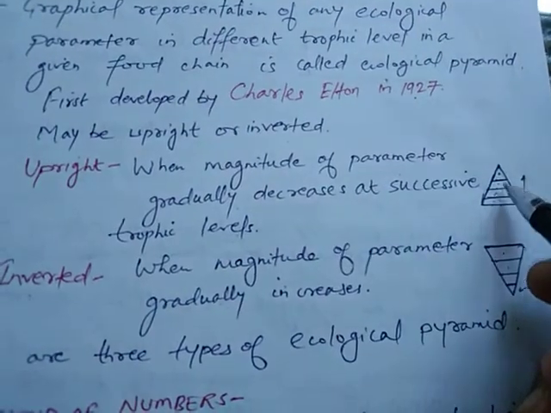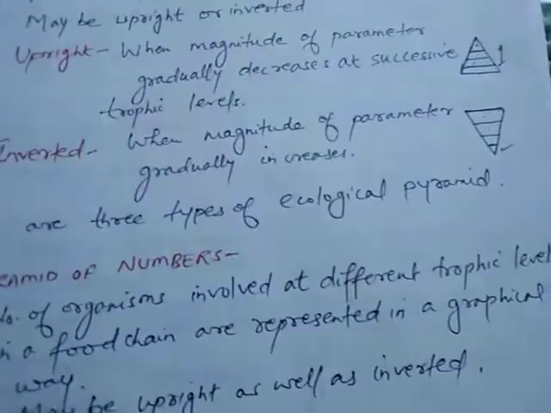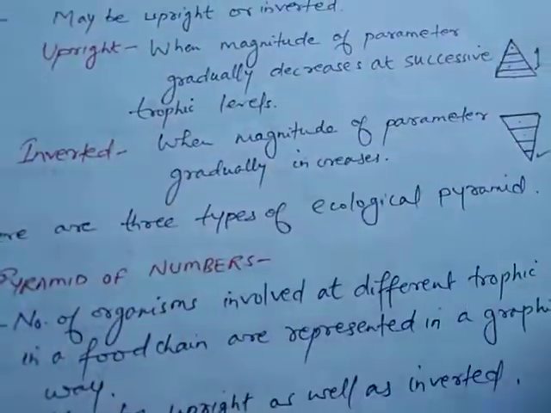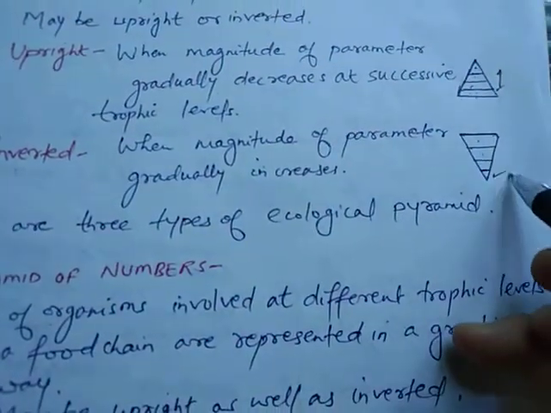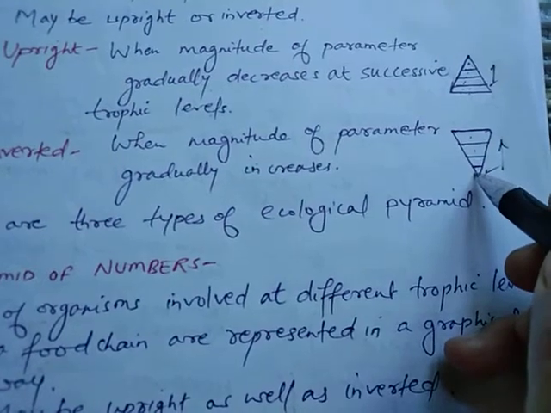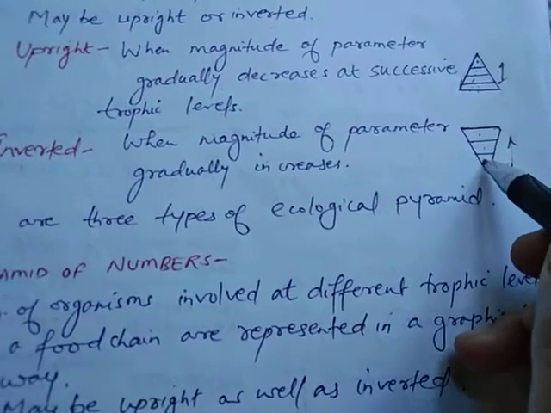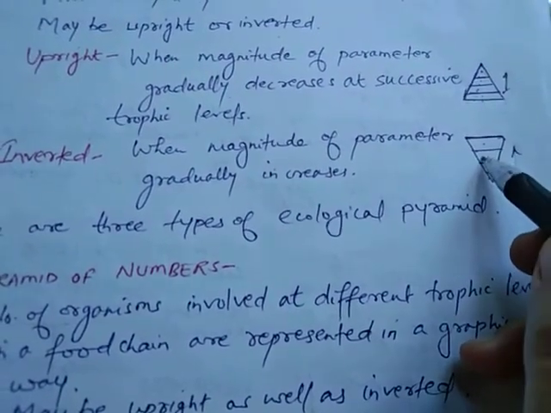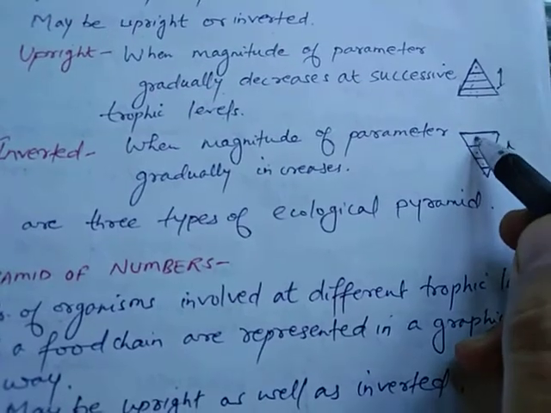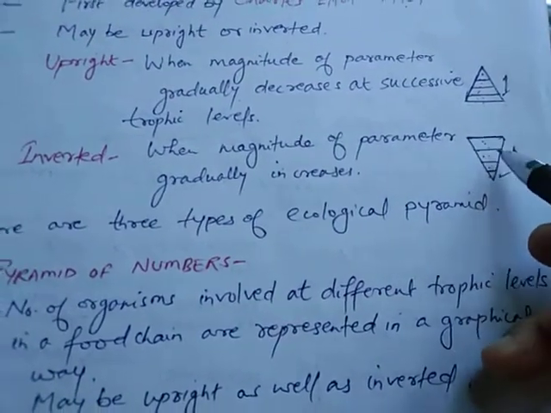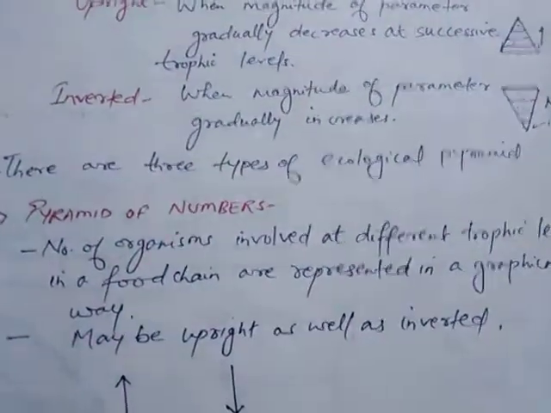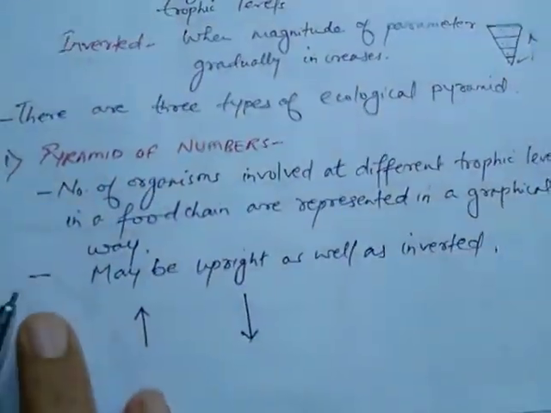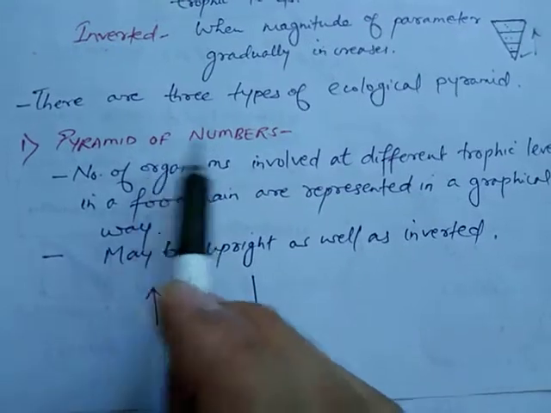is getting decreased. In case of inverted, the magnitude of the parameter gradually increases. You can see here earlier it is very less, then at the next trophic level it is increasing, at another trophic level it is increasing, and at last it has increased to a much greater extent. So basically these ecological pyramids are of three types. First is pyramid of number.